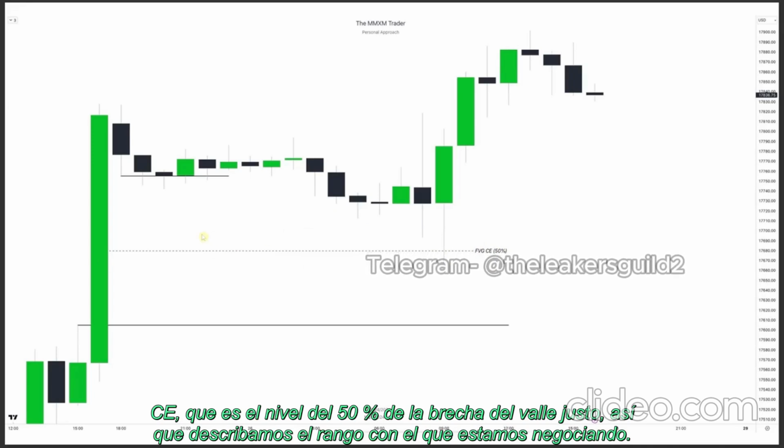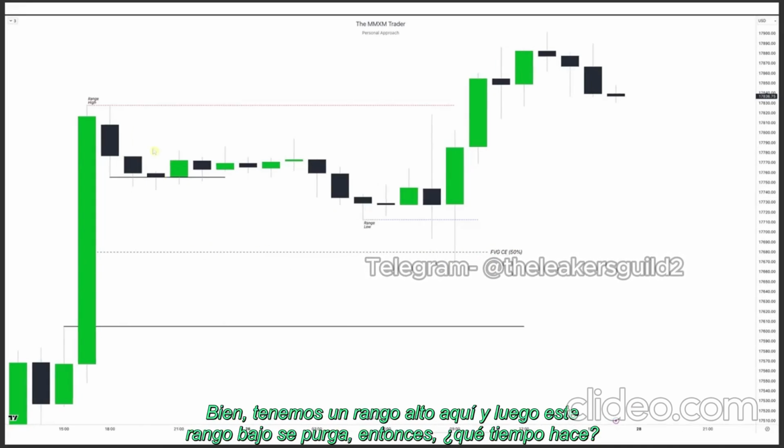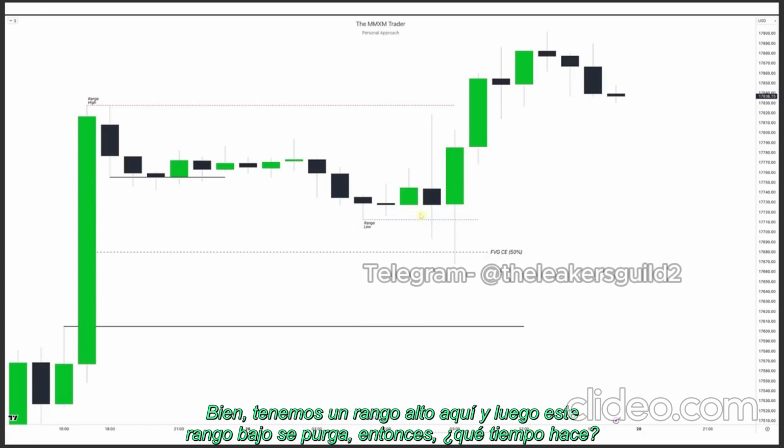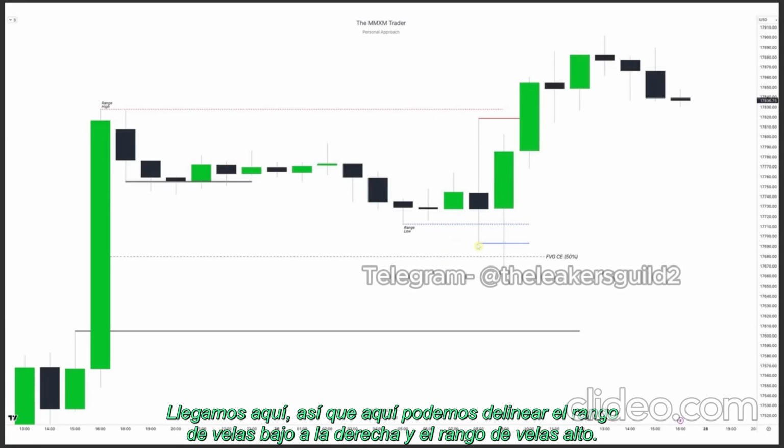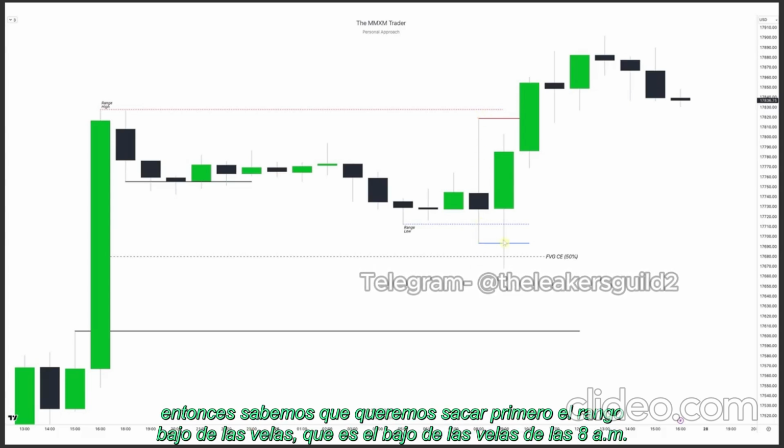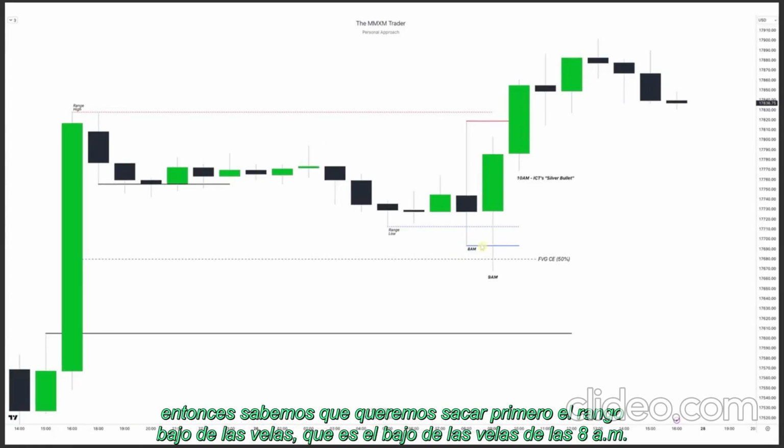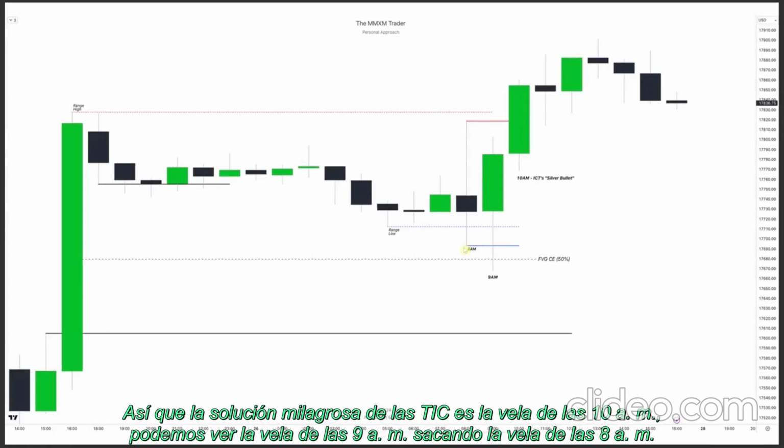So let's outline the range we're trading with, right? We've got the range high up here, and then this range low gets purged. So what timing do we get over here? Over here we can outline this candle's range low, and the candle range high. So we know we want to be taking out that candle's range low first, which is the 8 a.m. candle low.